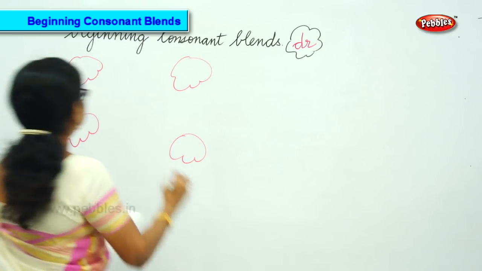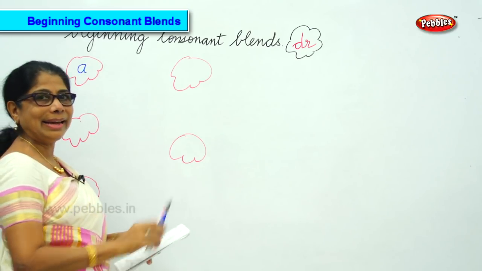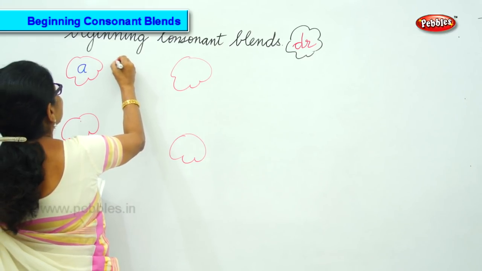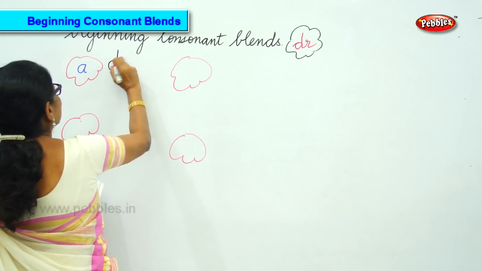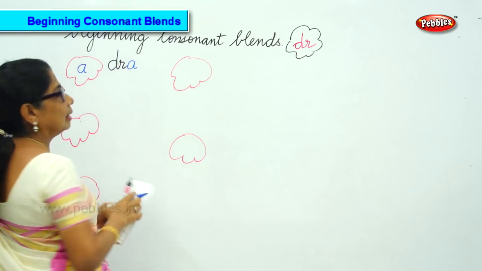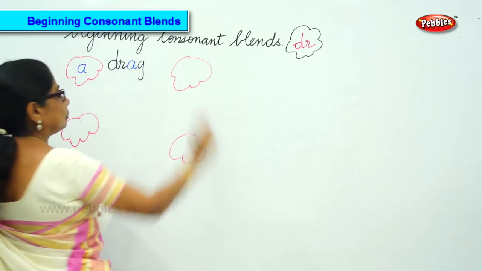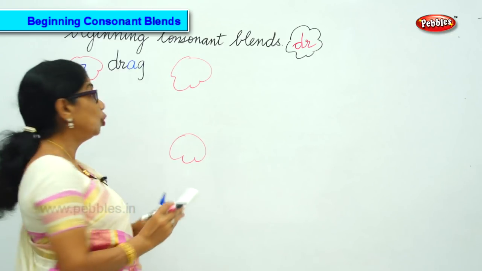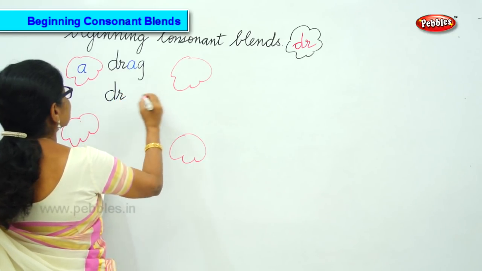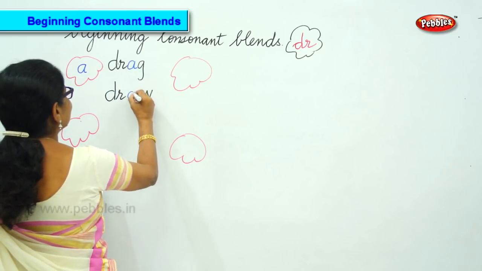Okay, D. In A you get drag. Drag a book, drag a box, drag a doll, baby drags. Okay, D and R together, A. G, drag. Then we have draw. You can draw a beautiful picture. Draw. Draw something nice.